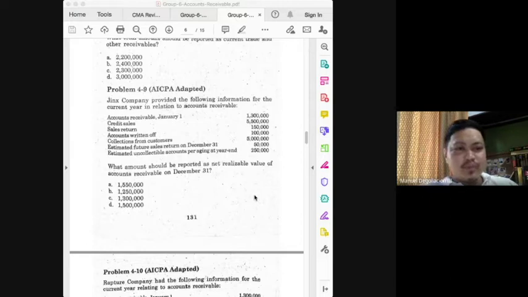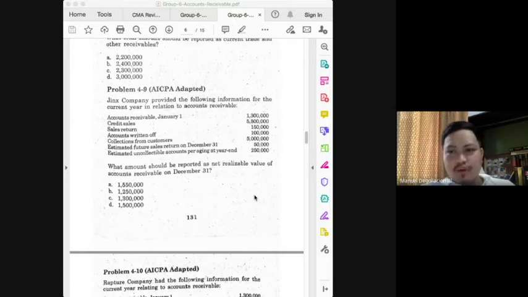Collections from customers: will this have an impact on our accounts receivable? The answer is yes, because the realization of your receivable will happen when you make collections, or when our customers pay. That is exactly what we mean by collections from customers. If you want to analyze it by looking at the entry, class, when you receive payments from your customers, your entry would be debit cash, obviously, and credit accounts receivable. Since it is already received, it is no longer receivable. So the collections from customers will be a deduction in our determination of the ending balance of our accounts receivable.